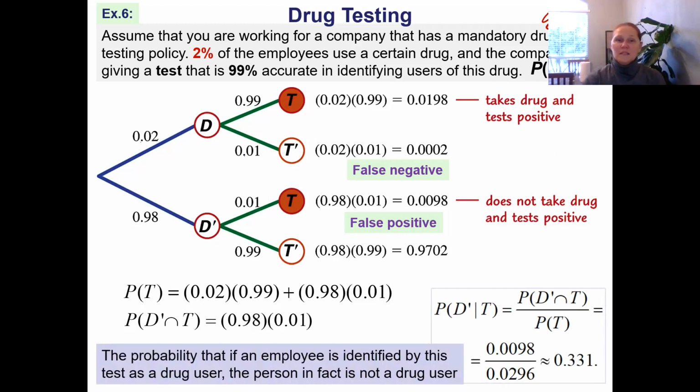The probability that if an employee is identified by the test as a drug user, the person is in fact not a drug user, will be found by the fraction: the probability of the intersection divided by the probability of tested positive. And it is actually almost 1/3 of the employees who tested positive. 1/3 of those tested positive actually do not take drugs. The false positive part is because the percentage of these employees who do not take a drug is very big.